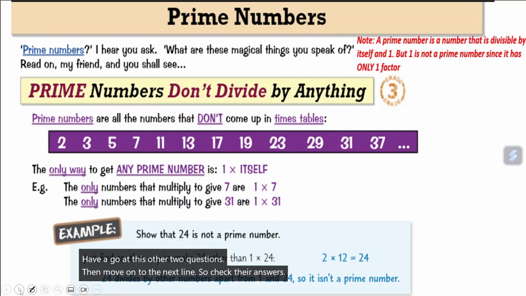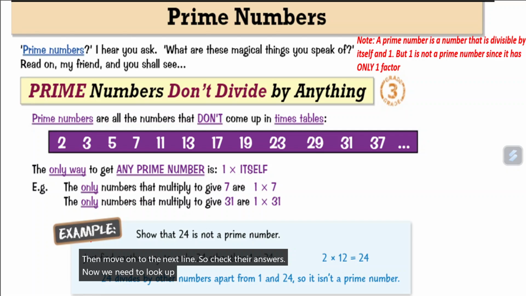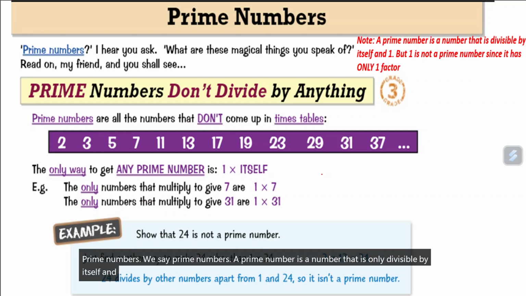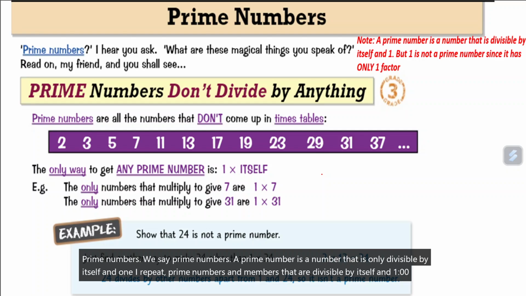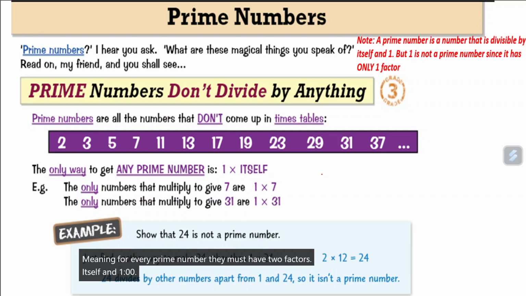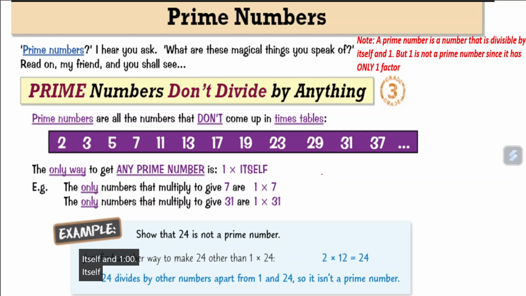Now we need to look at prime numbers. A prime number is a number that is only divisible by itself and 1. I repeat, prime numbers are numbers that are divisible by itself and 1. Meaning for every prime number, they must have 2 factors, itself and 1. And remember, the number 1 is not a prime number because it has only 1 factor.